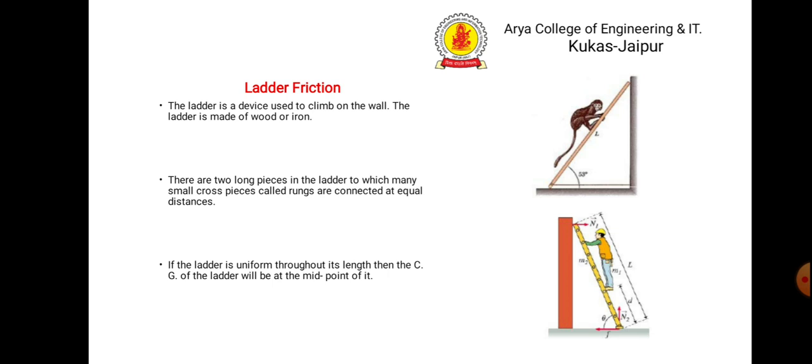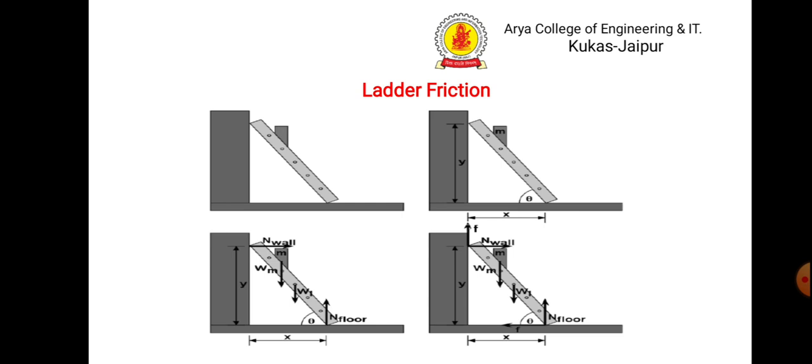Actually, there are two long pieces in the ladder to which many small cross pieces called rungs are connected at equal distances. If the ladder is uniform throughout its length, then the CG of the ladder will be at the midpoint of it. Okay, so ladder friction.